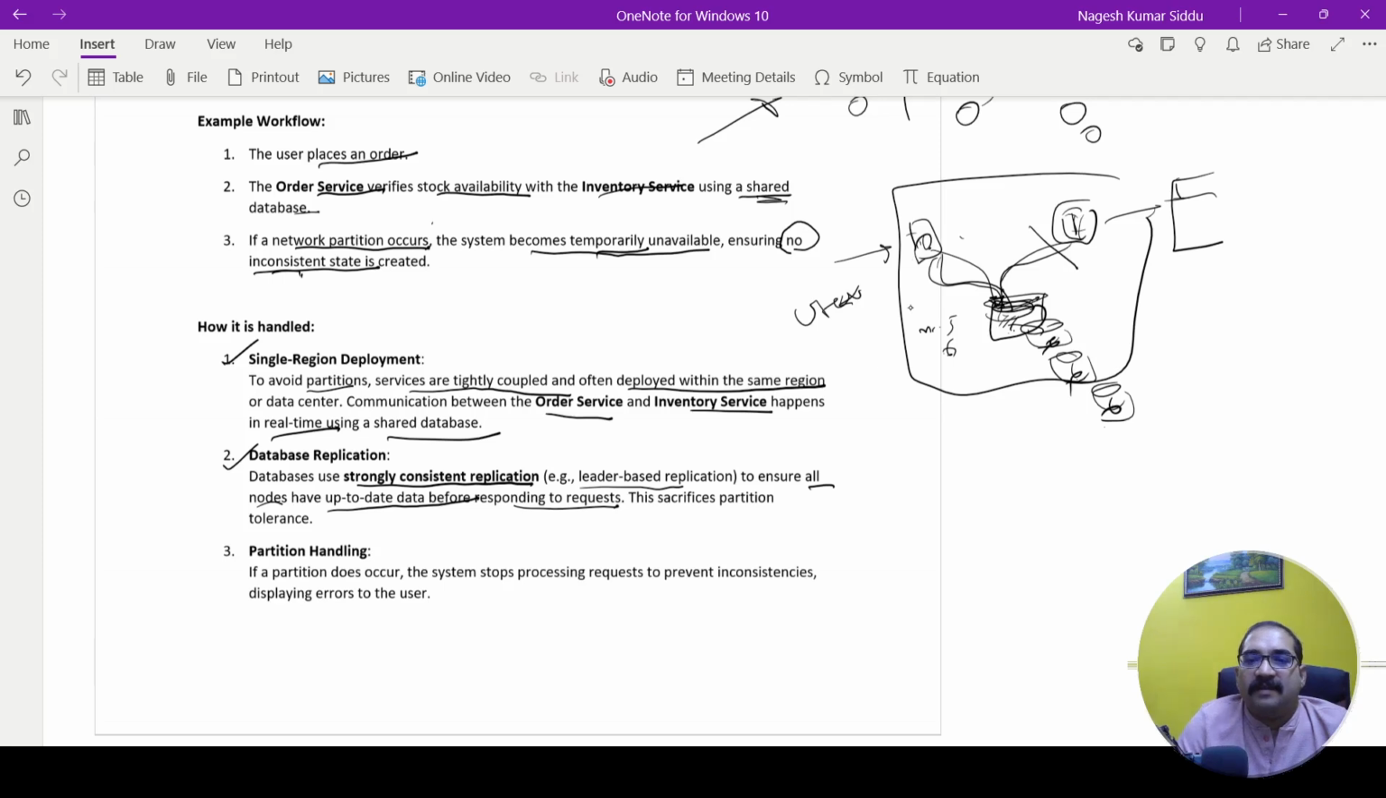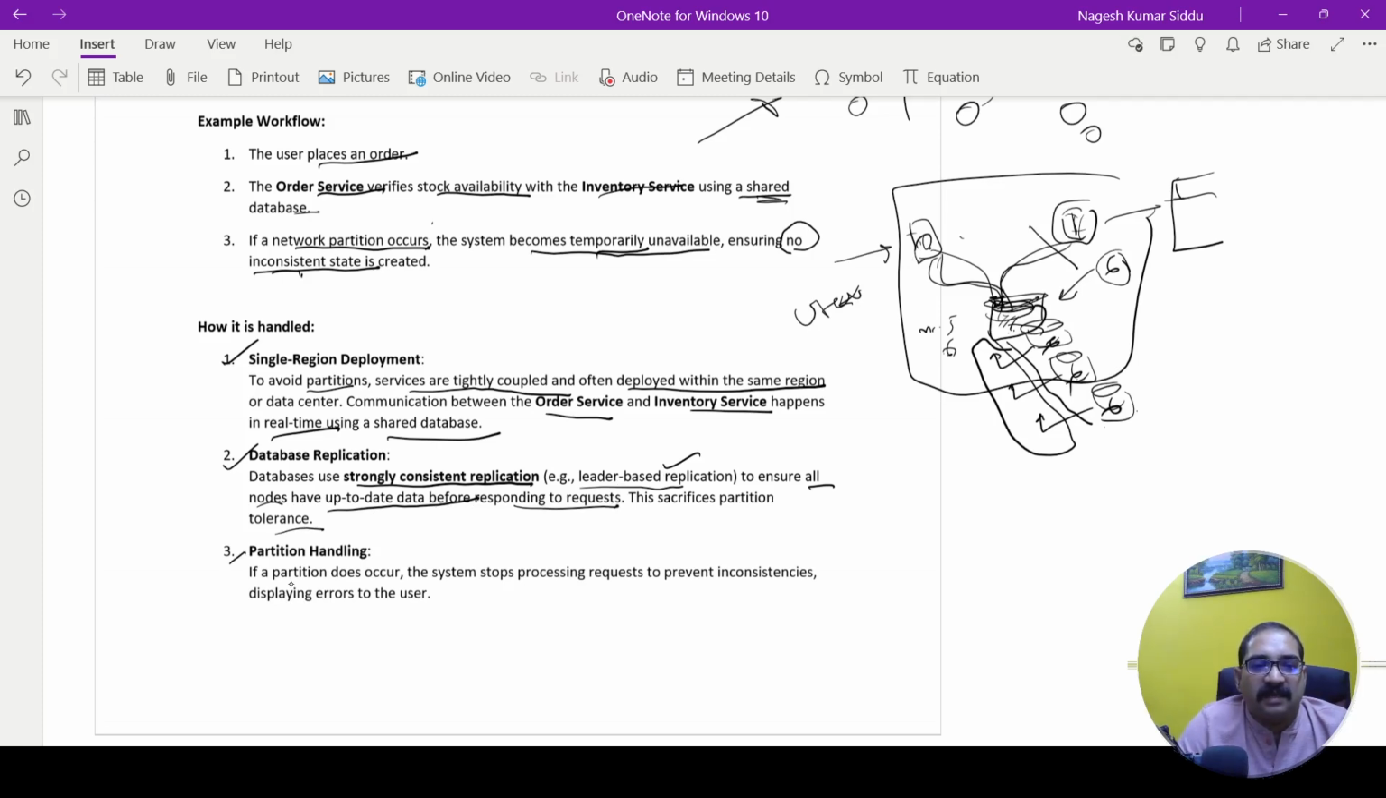Whenever someone requests the count of the orders, it will wait, it will not respond, and once the replication is done, it will say this is the value, 6, the latest one. So how does it do it? Each one says, yes I am updated, yes I am updated, yes I am updated, and once a notification is received that all of them are updated, only then is the next request handled. This is called up-to-date data before responding, leader-based replication. Okay, this sacrifices partition tolerance.